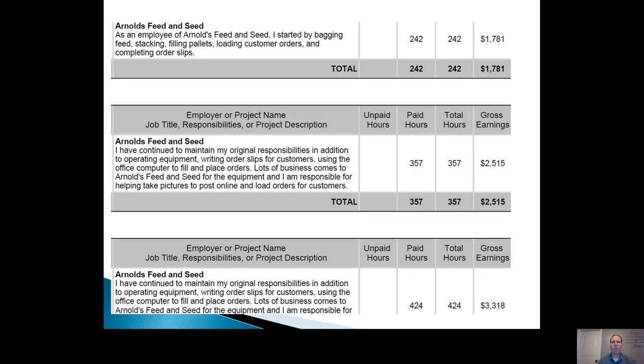As we start to think about growth here, we see that the first year he worked 242 hours. The next year he worked 357 hours. I think the next year he was up in the 400 hours range. So again, we're seeing some growth in terms of what he's doing.